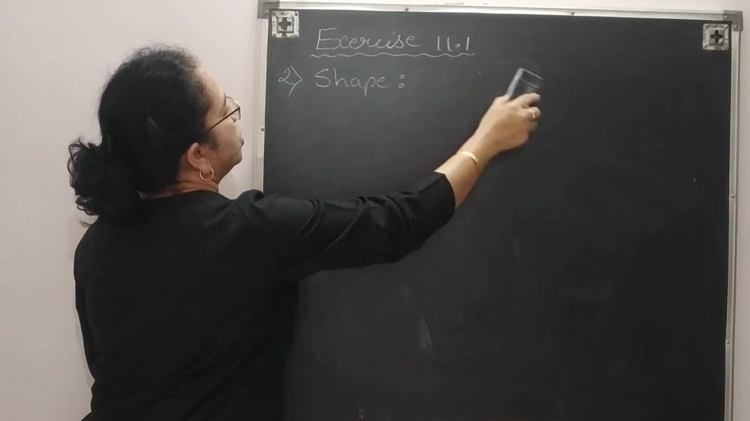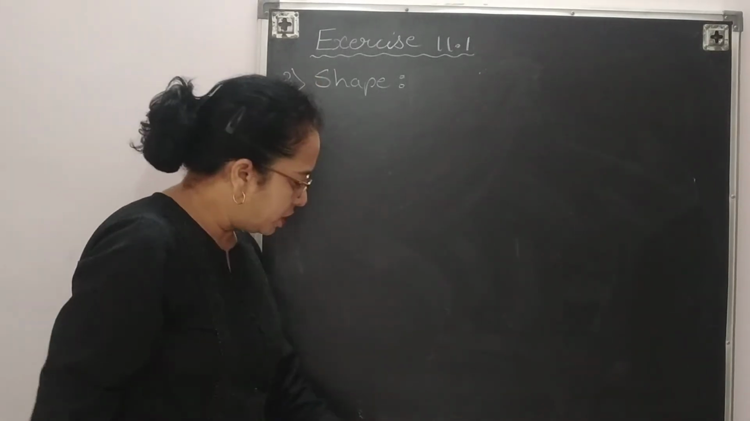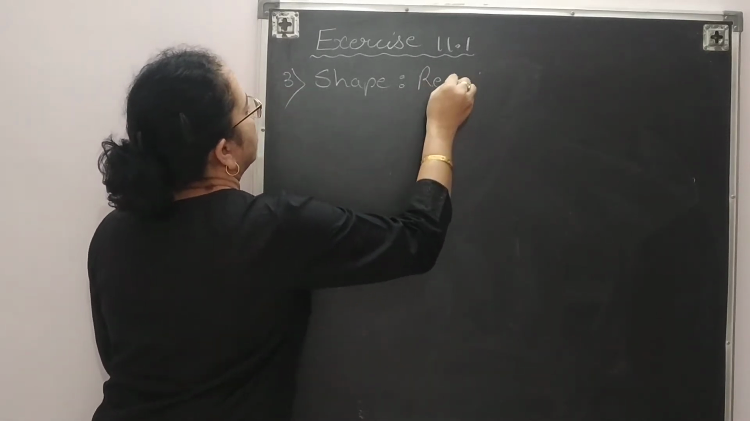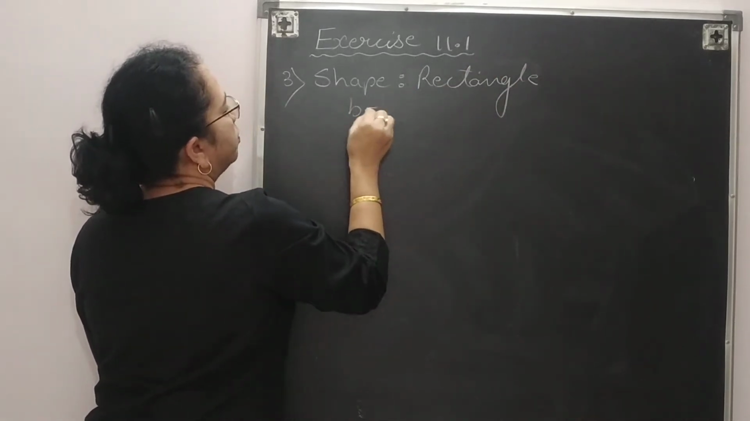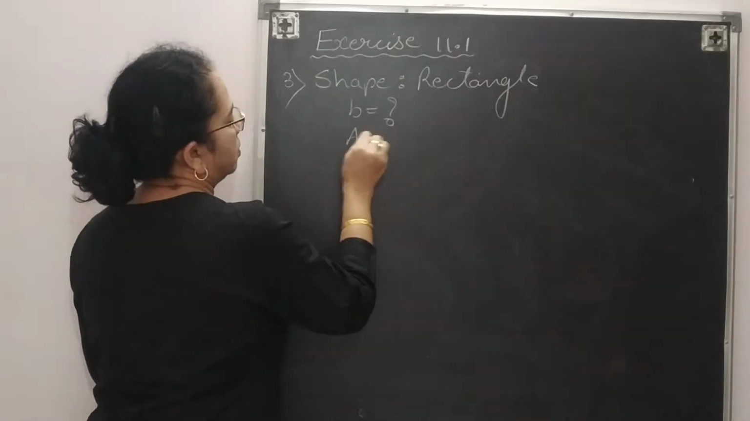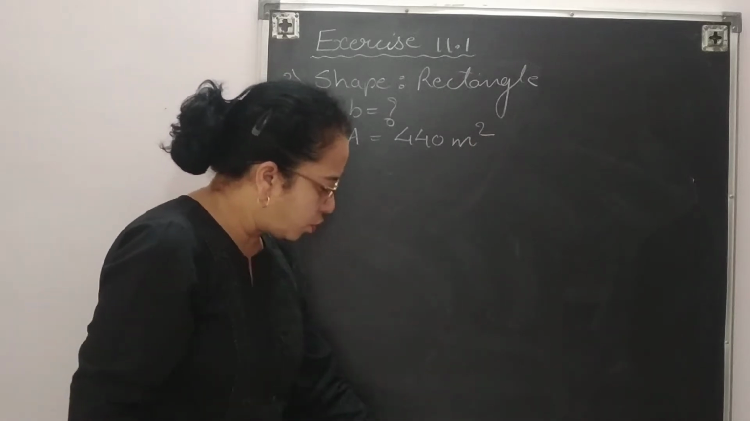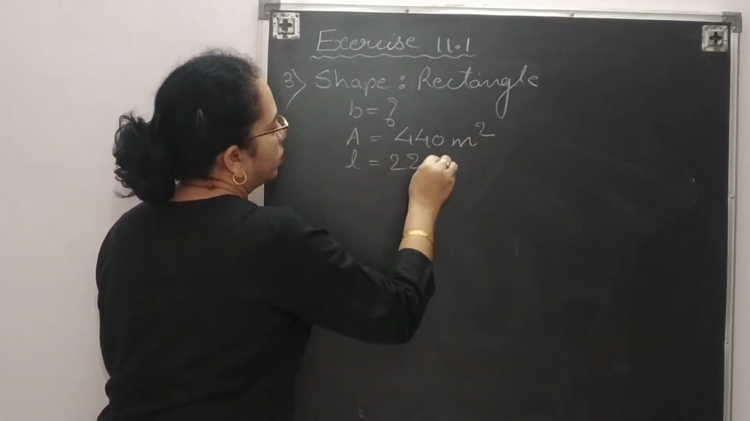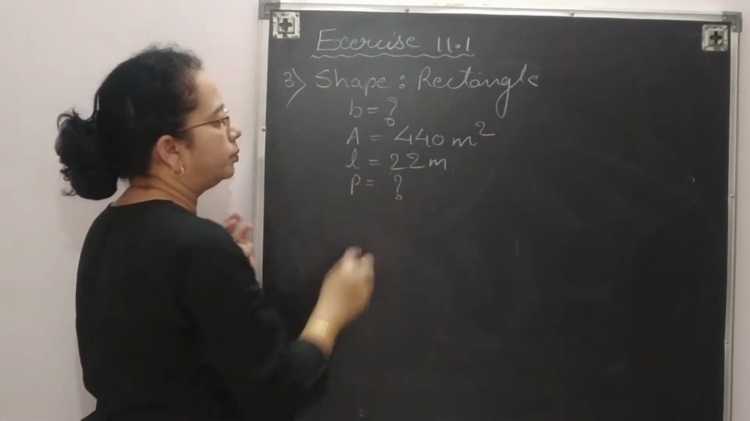Now the next question is question number 3. Here it is given: find the breadth of a rectangular plot. So which shape is given? Rectangle. Find the breadth, so breadth is equal to question mark. Its area, so A is equal to 440 meter square and length is 22 meter. Also find its perimeter. Okay.